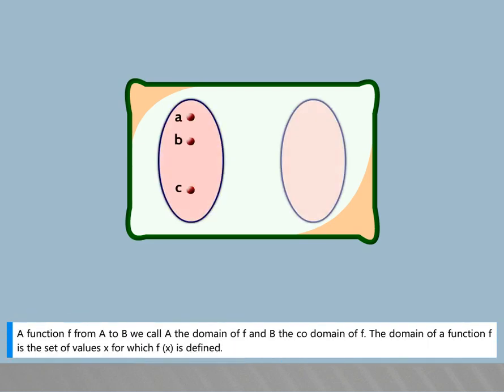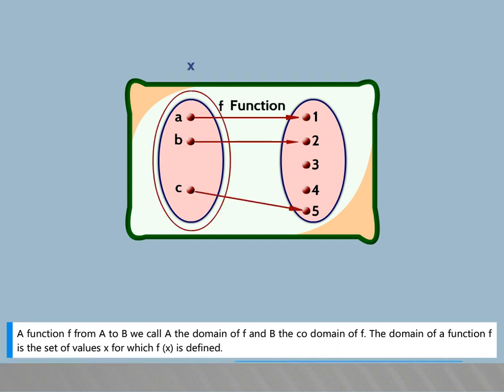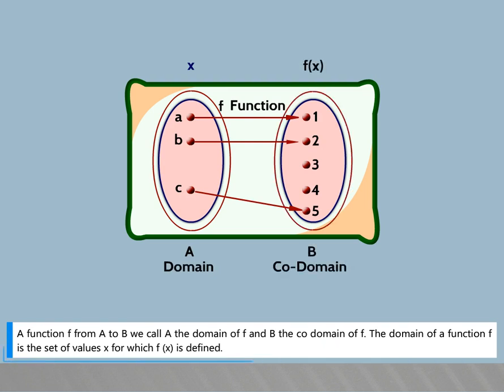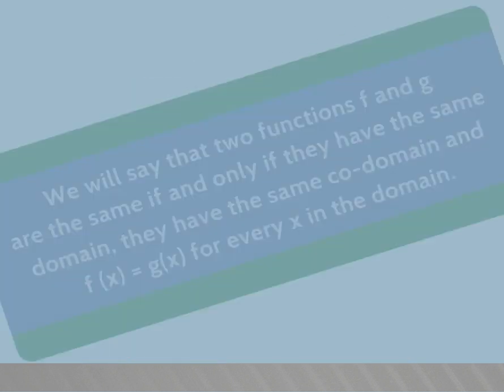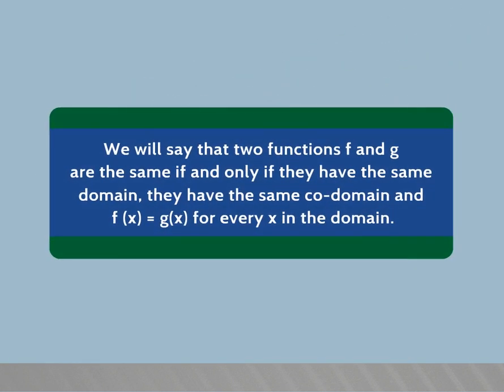For a function f from A to B, we call A the domain of f and B the codomain of f. The domain of a function f is the set of values x for which f(x) is defined. We will say that two functions f and g are the same if and only if they have the same domain, they have the same codomain, and f(x) = g(x) for every x in the domain.